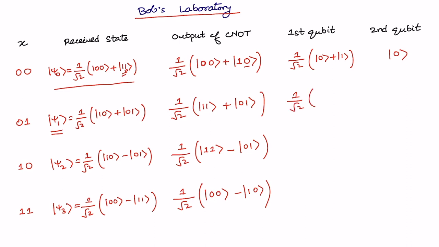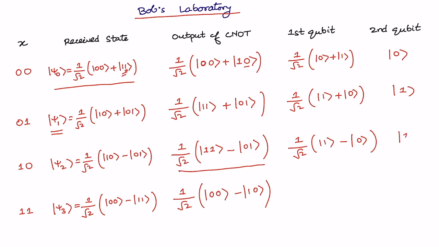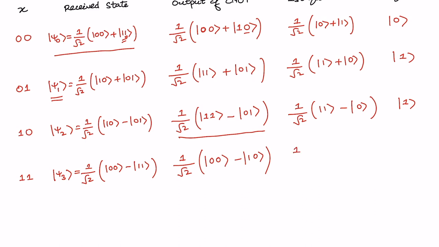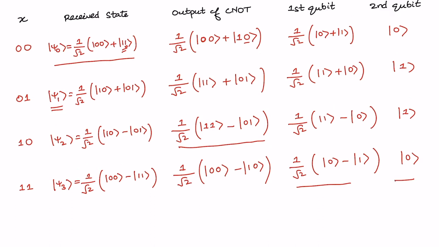would be 1/√2 (|1⟩ + |0⟩), and here you will have |1⟩, and the first qubit in this case, if we get this state, would be 1/√2 (|1⟩ − |0⟩), and the second qubit would be |1⟩, and finally the first qubit in the last case would be 1/√2 (|0⟩ − |1⟩), and here it would become |0⟩. As you can see, if Bob makes a measurement of the second qubit, he may get either 0 or 1.